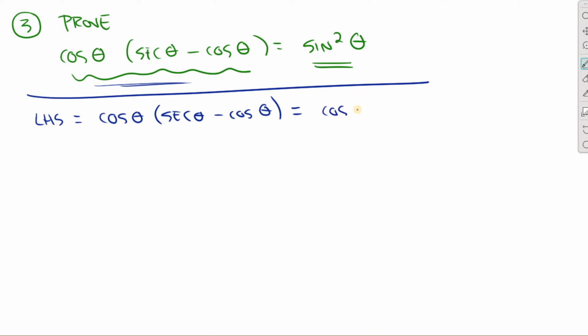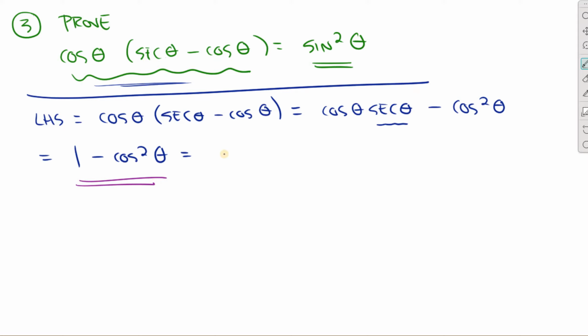This is a cosine theta times the secant theta minus cosine squared theta. I'm going to write this secant as 1 over cosine. And you can do this in your head. 1 over cosine times the cosine is 1. So that's 1 minus cosine squared theta. Now this is something that you're probably not going to see right now, but you'll be able to see pretty easily later, is that this is in fact the sine squared of theta.